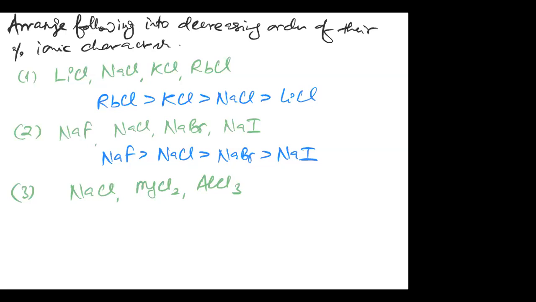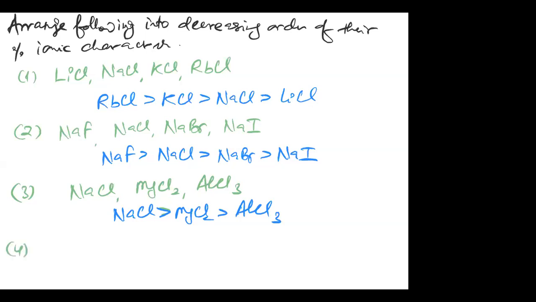Al3+ has the smallest size and maximum charge. So Al3+ should have maximum polarization power also. Maximum polarization power means maximum covalent character. So in decreasing order of ionic character, it is NaCl more than MgCl2 more than AlCl3.